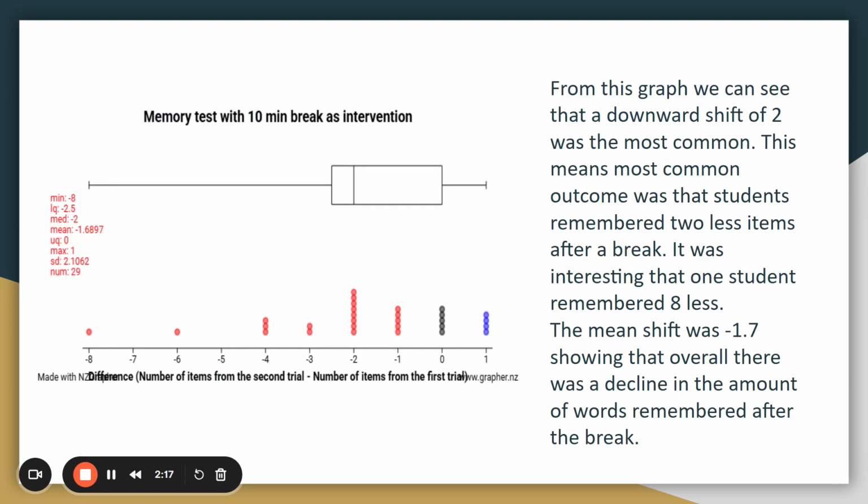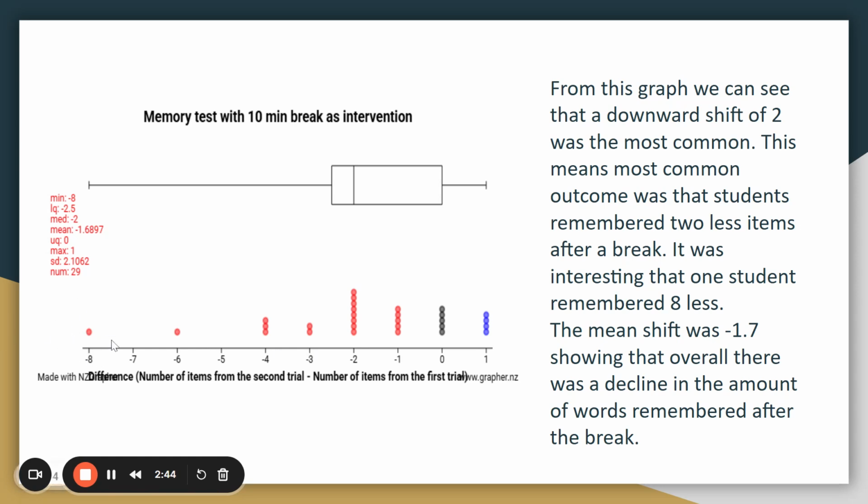It's a bit brief. We probably could write a bit more than this, and especially about what it is telling us. But from this graph, we can see that a downward shift of 2 was the most common, because there's our dot plot of 2. This means that the most common outcome was that students remembered 2 less items after the break. That's my meaning, my explanation. It was interesting to see that one student remembered 8 less.